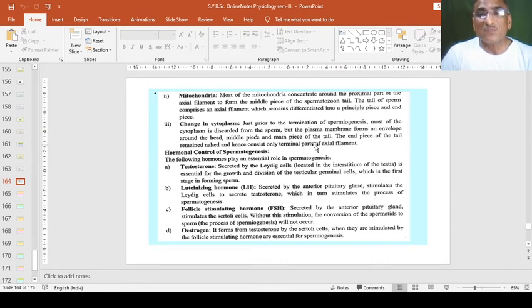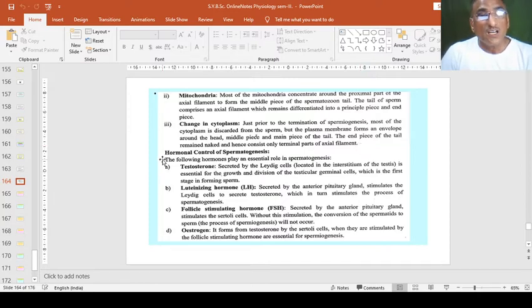The end piece of the tail remains naked. It has no envelope and hence consists only of the terminal part of the axial filament. It means there is no encasement or envelope of the plasma membrane. In this way, all the changes occur in the formation of the sperm, or we can say spermiogenesis.